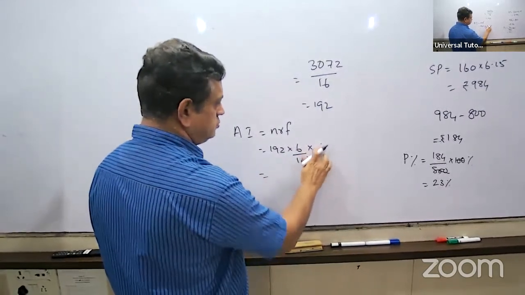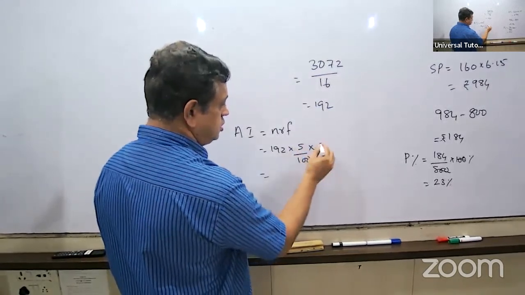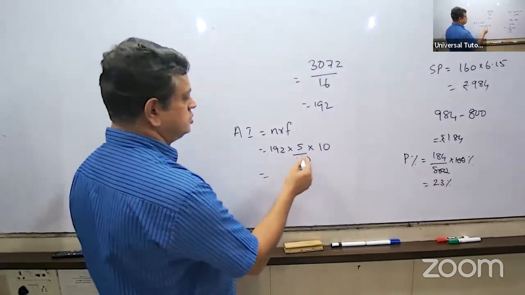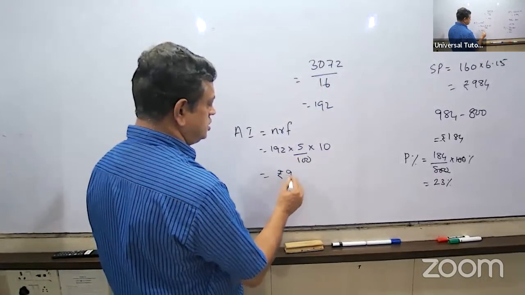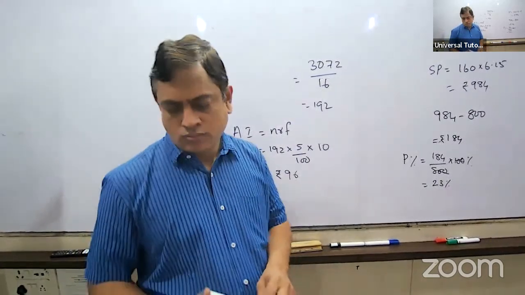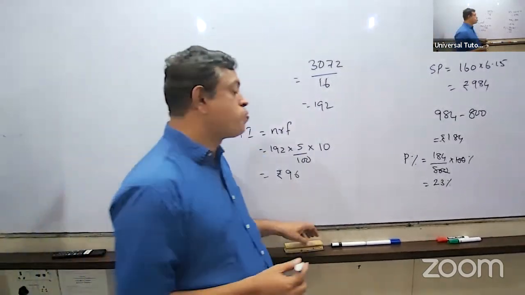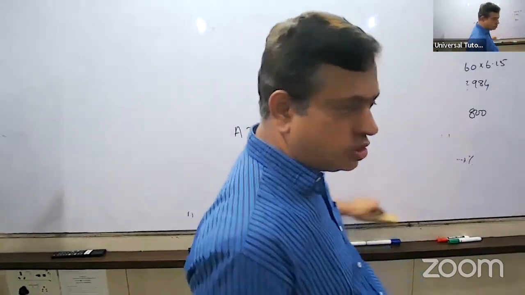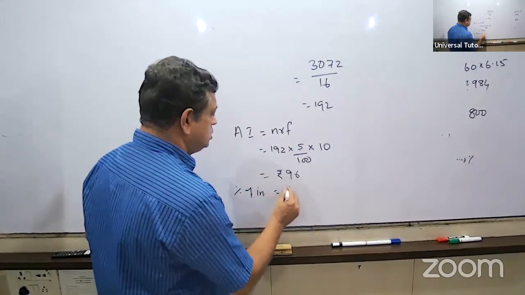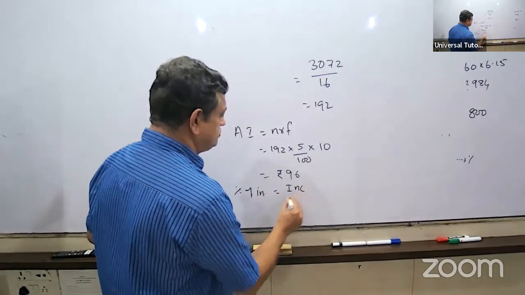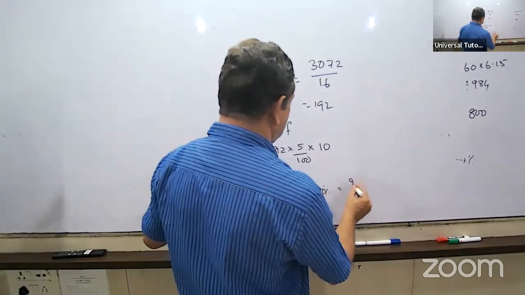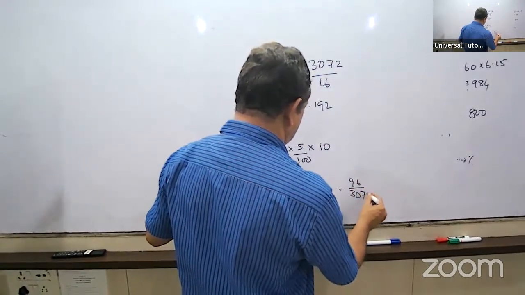Rate of dividend is 5 by 100. And what is the face value? 10. And cancel. So 96 rupees. Annual income is 96 rupees. Then what about the percentage? Percentage of income is equal to income upon investment into 100%. That is equal to 96 upon 3072 into 100.